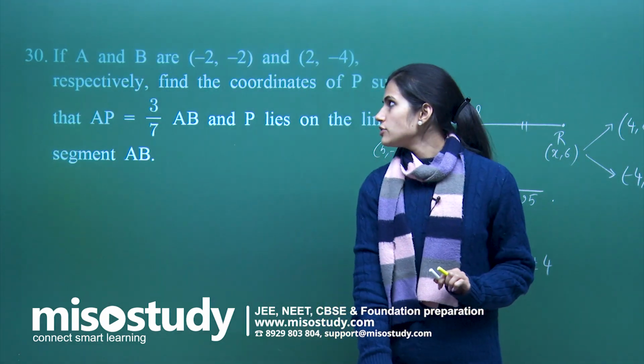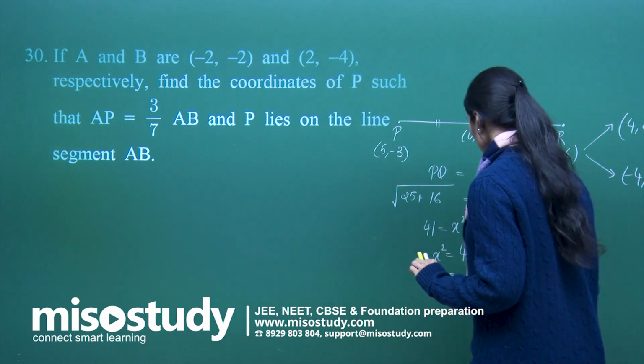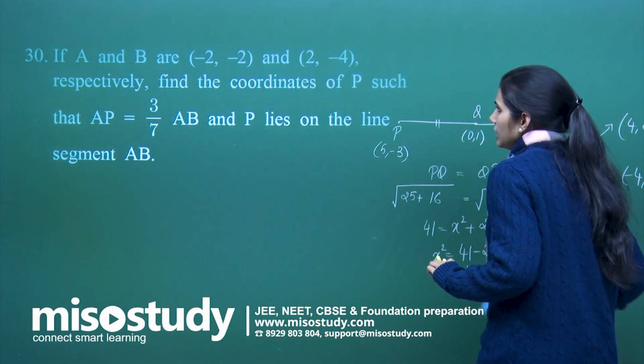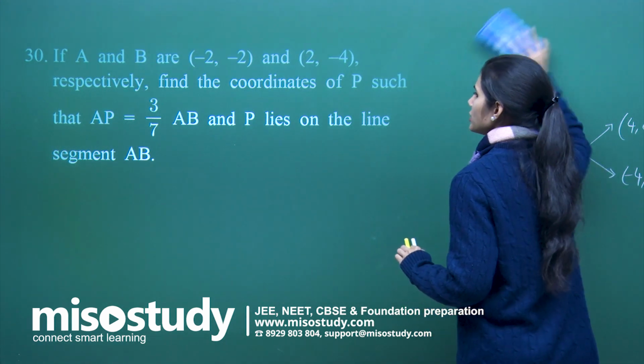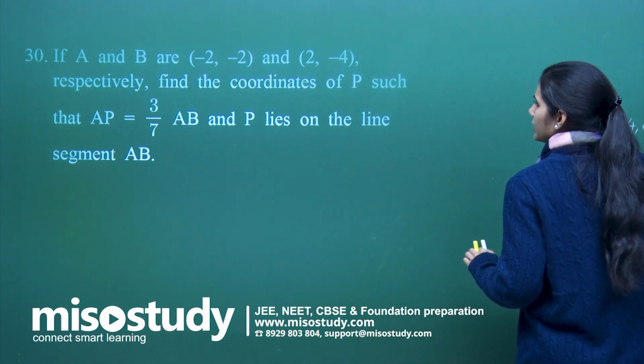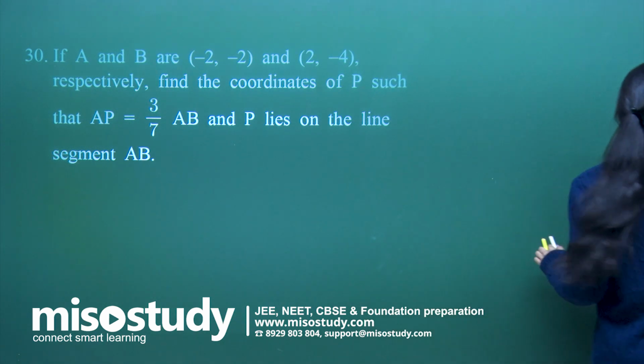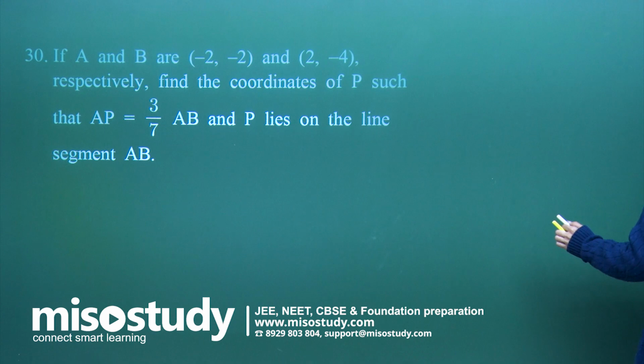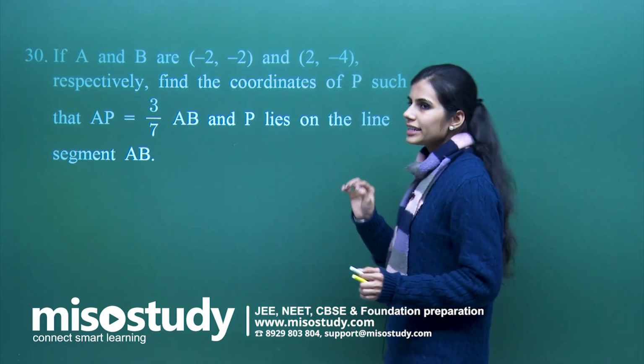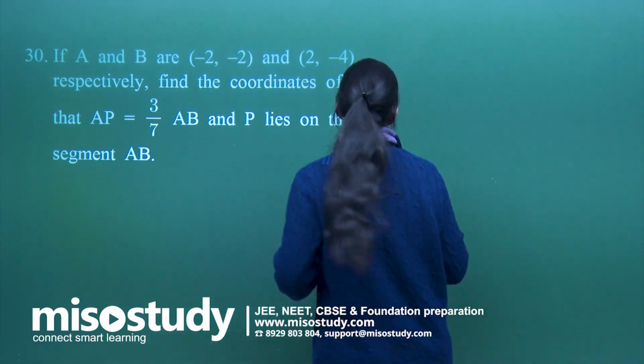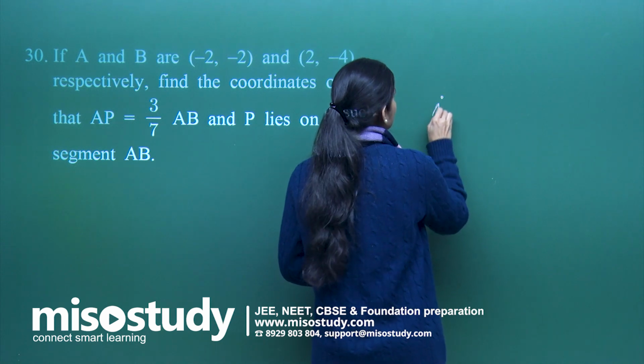Talking about the next question, it says if A and B are these 2 points, so the coordinates are given to me, then find the coordinates of P such that AP is 3 by 7 of AB and P lies on the line segment AB. So P is a point lying on the line segment AB, that means over here internal division is being considered, not external.